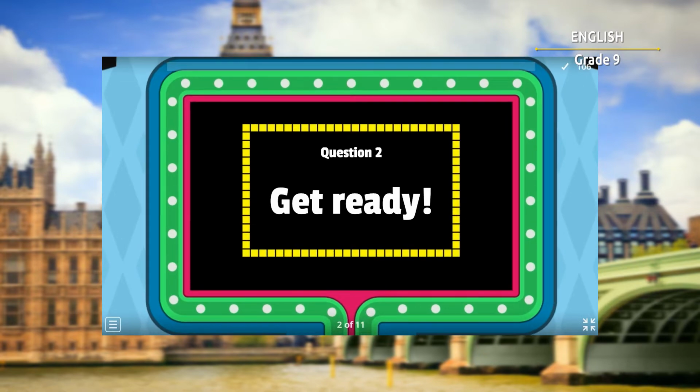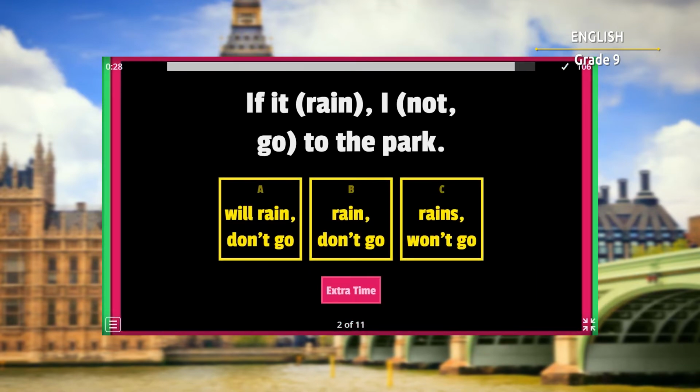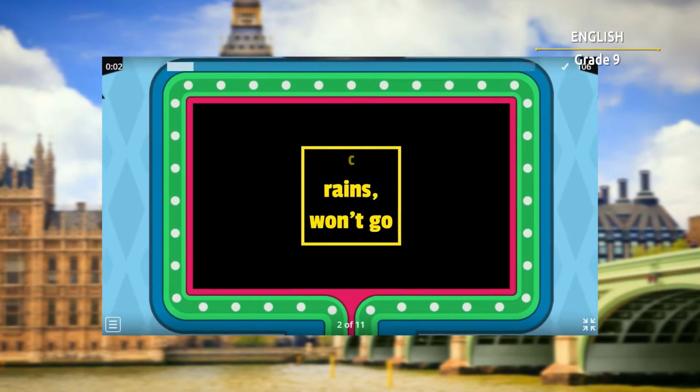Question number 2. If it will rain, rain or rains. We talk about it. So if we use present simple, we cannot choose variant A. After it, we use rain or rains. Yes, the correct answer is C. If it rains, I won't go. Won't is the short form of will not. So let's check. Yes, correct.